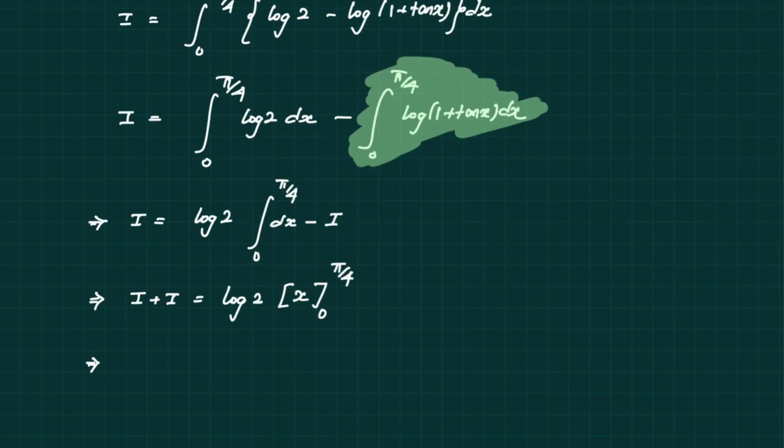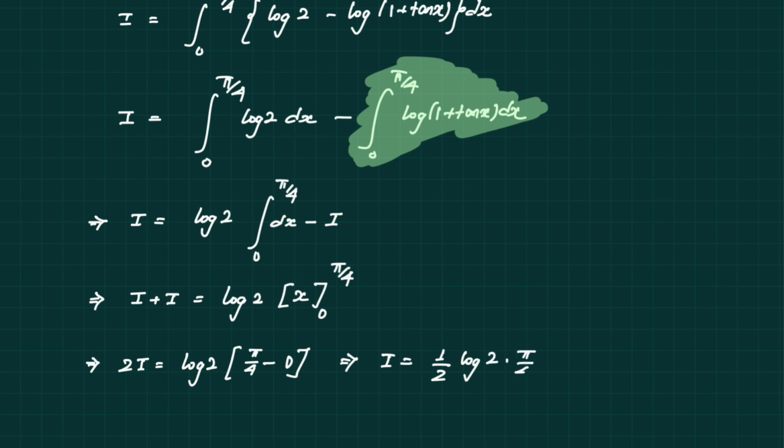It implies 2I equals log of 2, and putting the upper limit we will have pi over 4 minus lower limit is 0. So this implies I equals 1 by 2 log of 2 into pi over 4. So this equals pi by 8 into log of 2. So this is the answer.